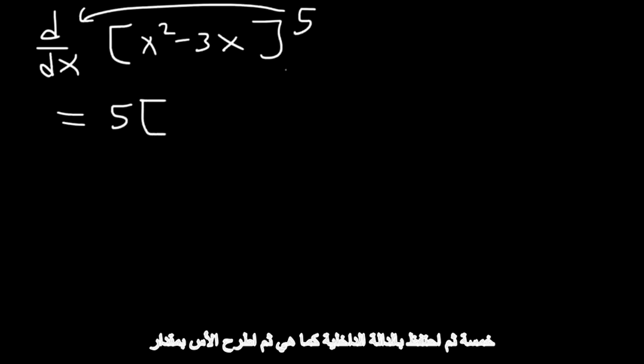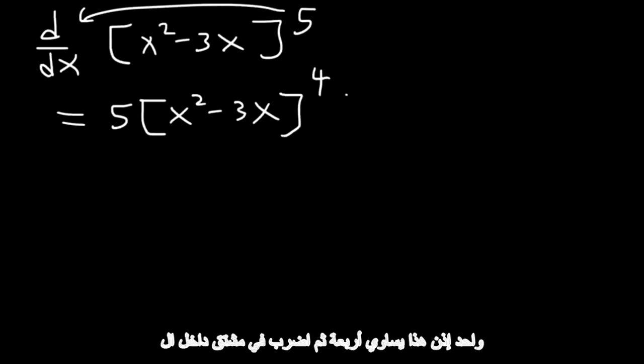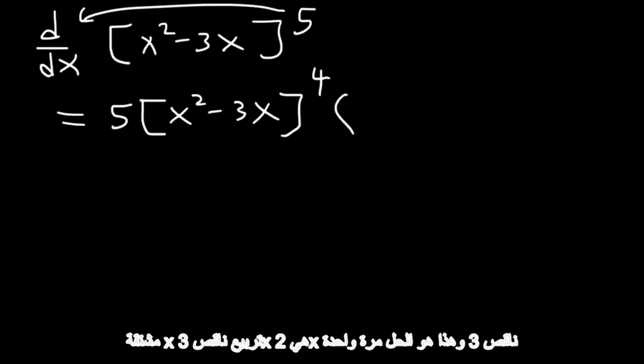Now let's work on some more examples. Find the derivative of x squared minus 3x raised to the 5th power. So first, let's bring down the 5. So it's going to be 5, and then keep the inside function the same, and then subtract the exponent by 1, so this is 4, and then multiply by the derivative of the inside. The derivative of x squared minus 3x is 2x minus 3. And so that's the answer.